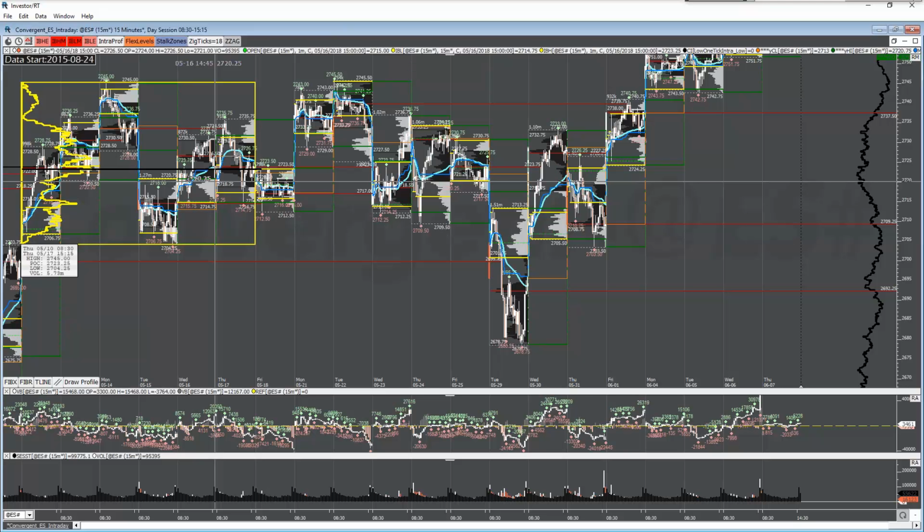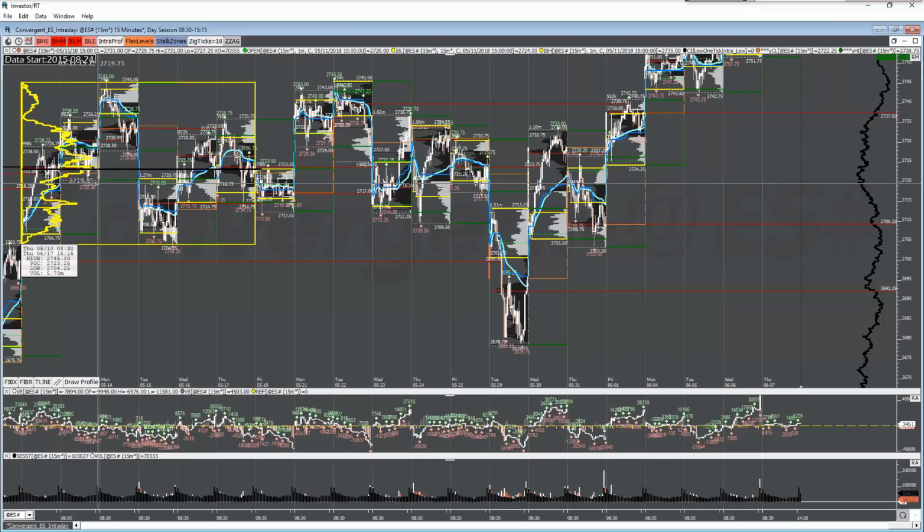So the question is, why does it sometimes go back to the MC point of control, which on this chart is the black line? It is the highest volume price, or the mode. In statistics, it's called the mode. What is the price that has the highest population on it? That's the most accepted price. It's the point of control.